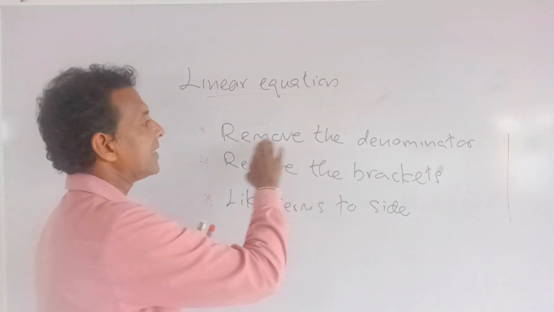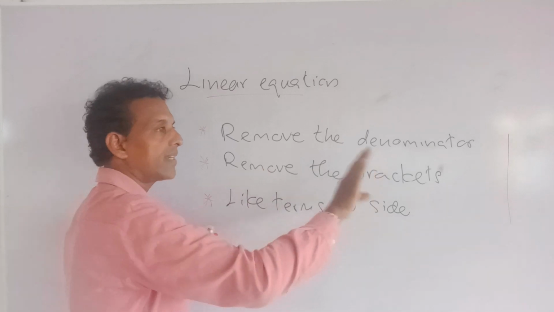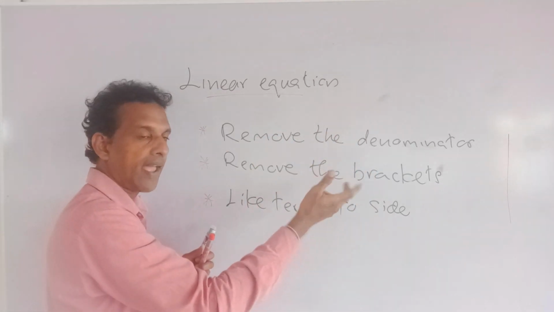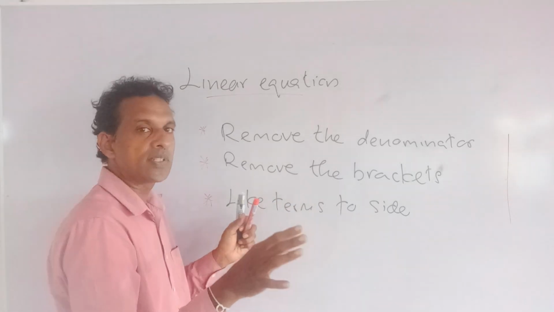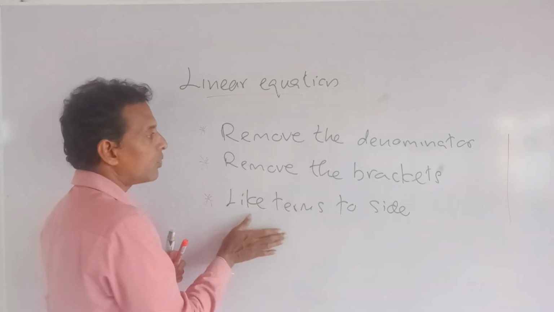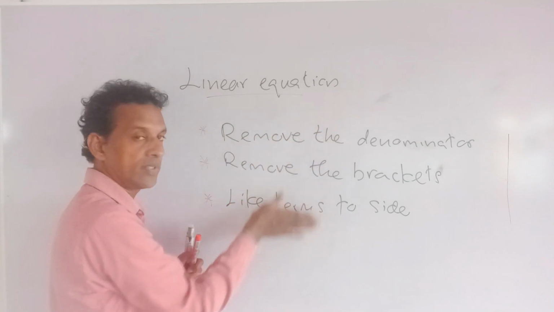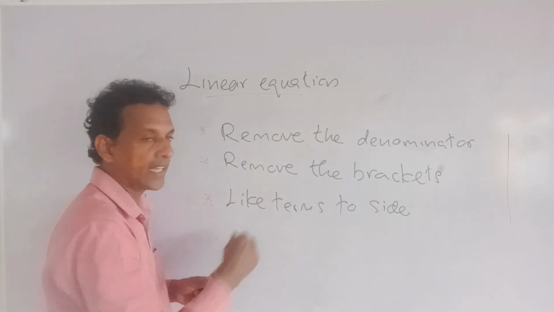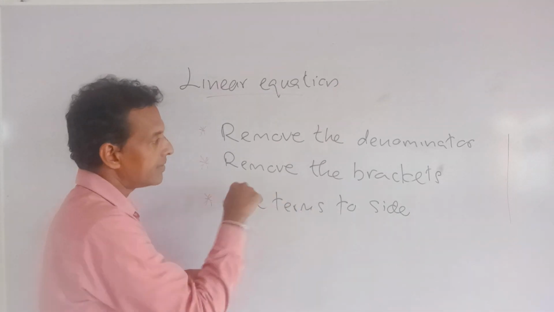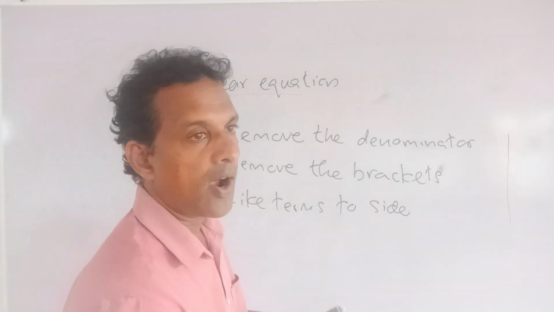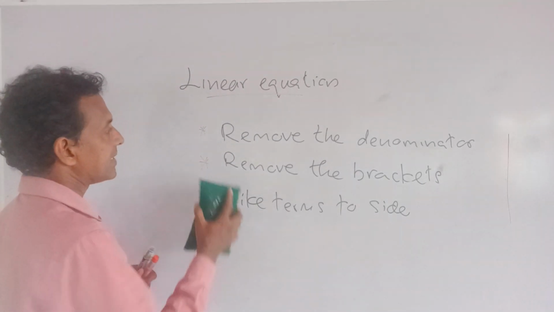So once you clear this, removing the denominator, removing the brackets, and then clear both sides by taking like terms to one side. Now, if you can just jot this down, pause the video and take a note on this, and step by step I'll explain by taking different examples how we proceed in this.